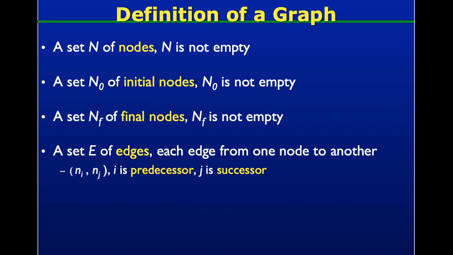Let's look at the definition of a graph. There are nodes as well as edges. We have a set N of nodes representing all the nodes in the graph, a set N0 of initial nodes, where the graph usually begins, and a set Nf of final nodes, as well as the set E of edges, which connect one node to another node.